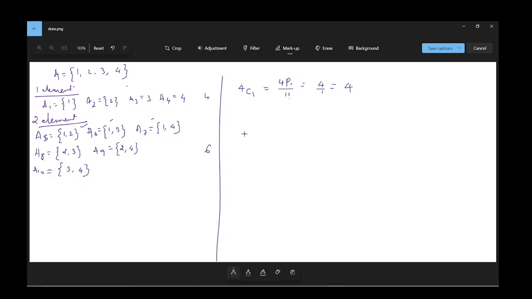Let's verify this through the formula. 4C2 is 4P2 by 2 factorial. 4P2 is 4 into 3 divided by 2 into 2. So this is 6. Right. So let us take 3 elements at a time.